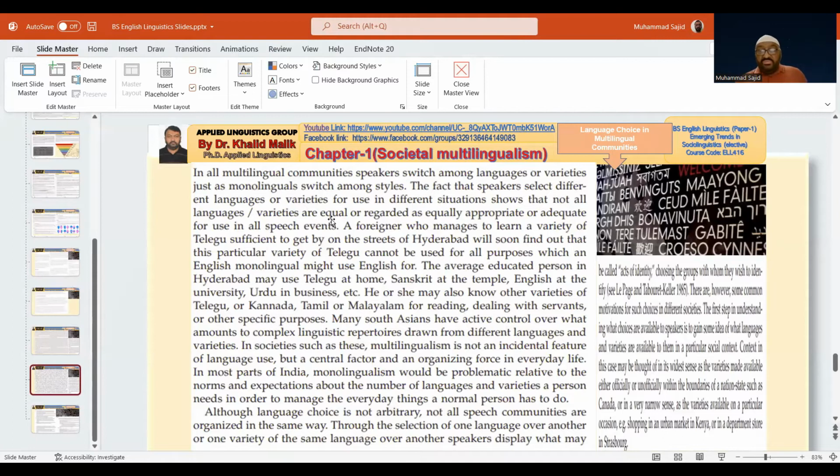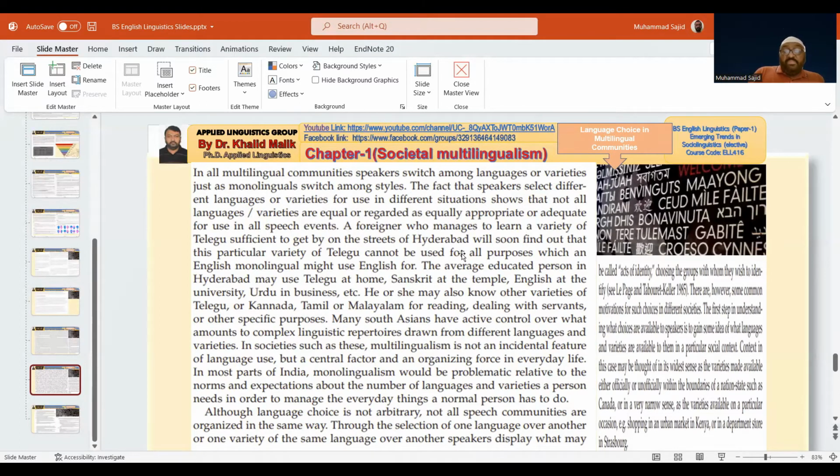Let's look at the next topic, language choice in multilingual communities. In all multilingual communities, speakers switch among languages or varieties just as monolinguals switch among styles. The fact that speakers select different languages or varieties for use in different situations shows that not all language varieties are equal or regarded as equally appropriate or adequate for use in all speech events.